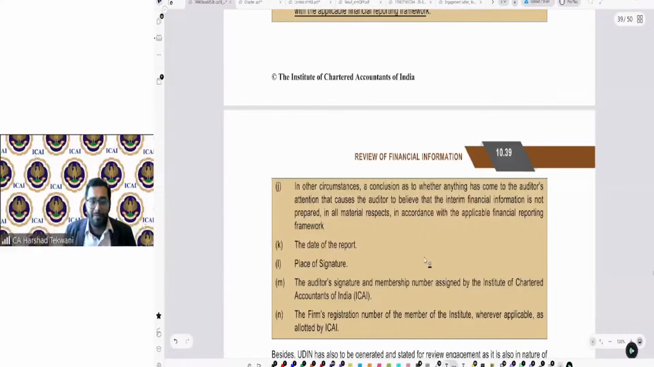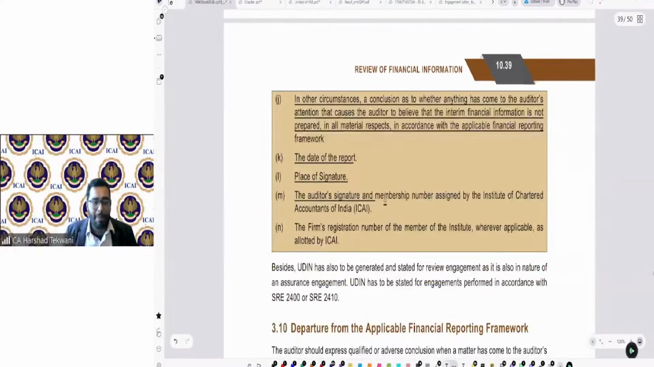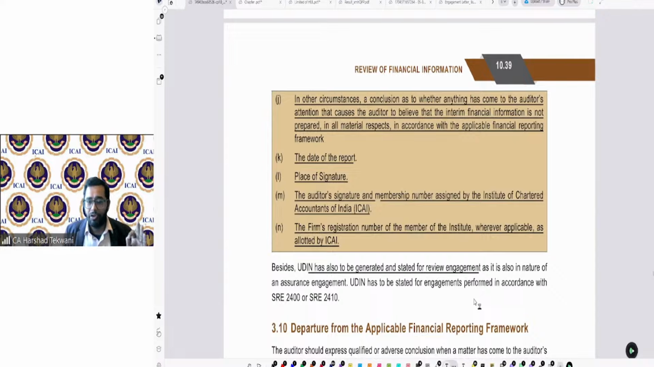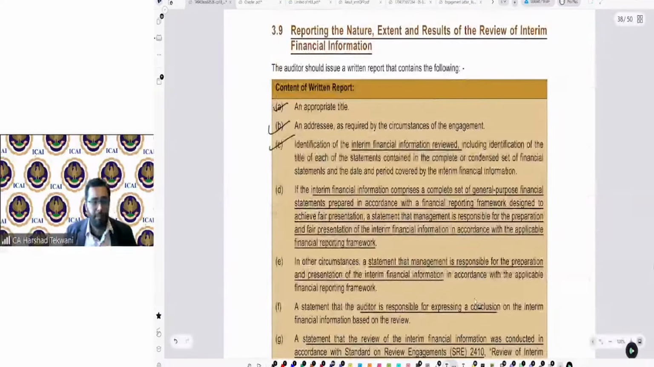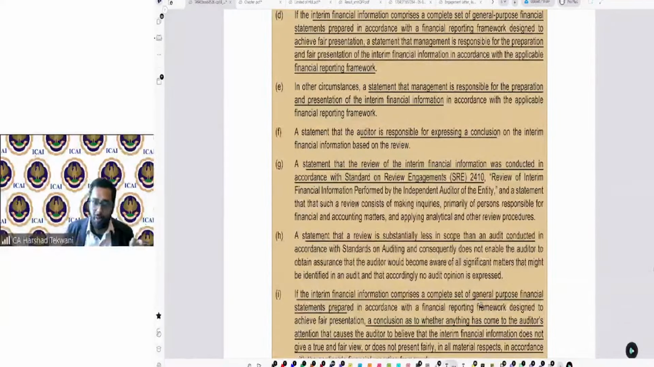In other circumstances, compliance framework wordings are there: date of report, place of signature, auditor's signature, membership number assigned by the Institute, firm's registration number, wherever applicable, and UDIN. Similar to what we have in case of SRE, there is no change in that. Content of the written report: only the reference will change. That is interim financial information, SRE 2410, and auditor.